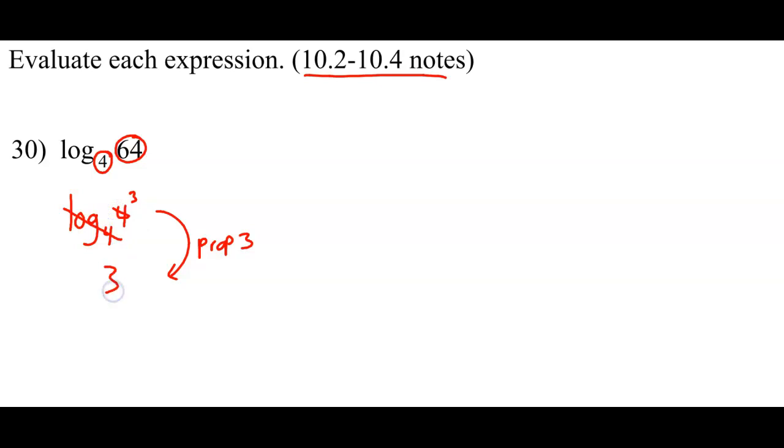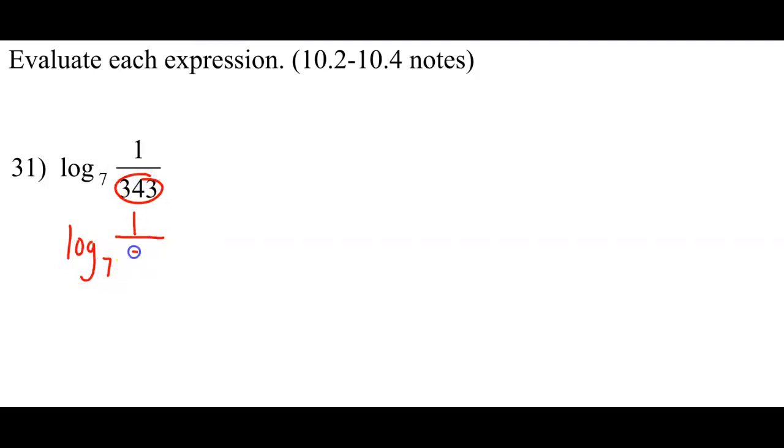They want us to evaluate this expression. So there's a few ways that you could do it that we learned in class, but for now, one way to do it is by making these things match. So instead of 64, I'm going to change that to 4 to the 3rd power. Then after that, we're going to use a property. I'm pretty sure it's property number 3, which we learned back in lessons 10.2 through 4. And basically, these things cancel each other out, and the answer is just 3.